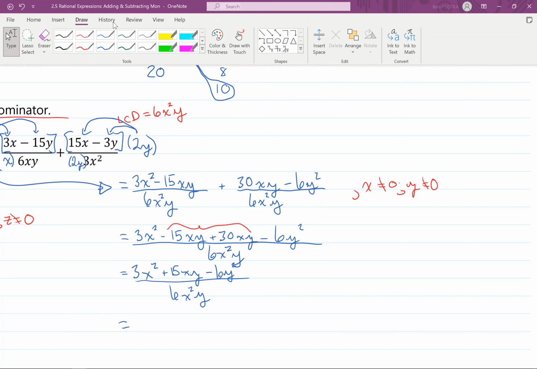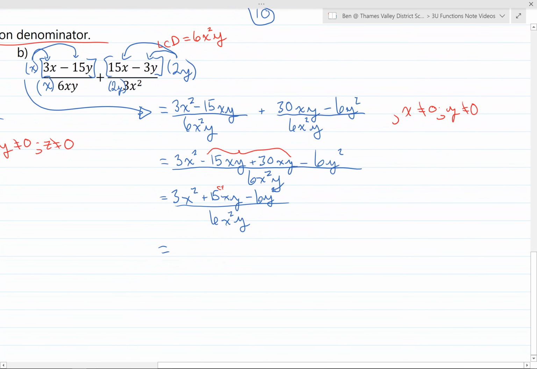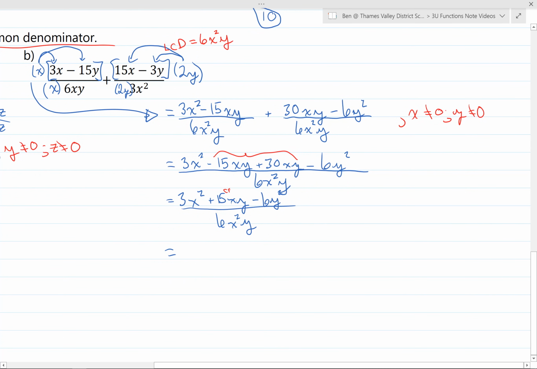Now I need to work on some cancellations, meaning I need to factor first. So if I take a look at the factoring, I see a common factor in my numerator. Because my denominator is monic, because there's only one term in my denominator, it's already fully factored. So I can divide out a factor of 3, leaving me with x squared plus 5xy minus 2y squared, all divided by 6x squared y.